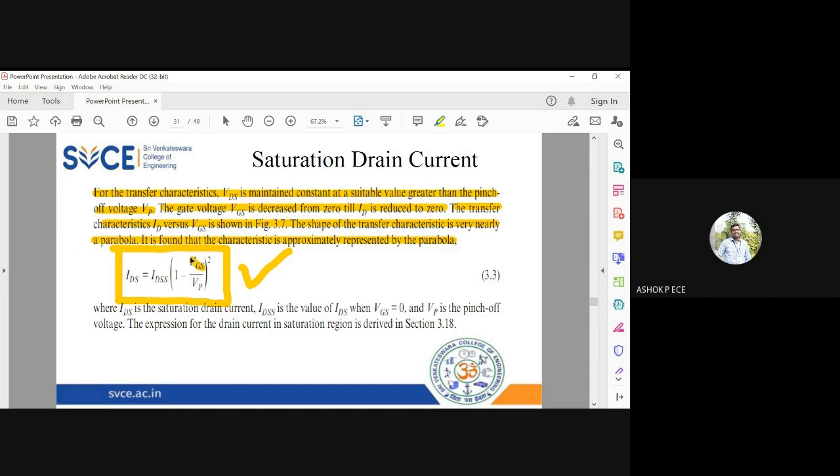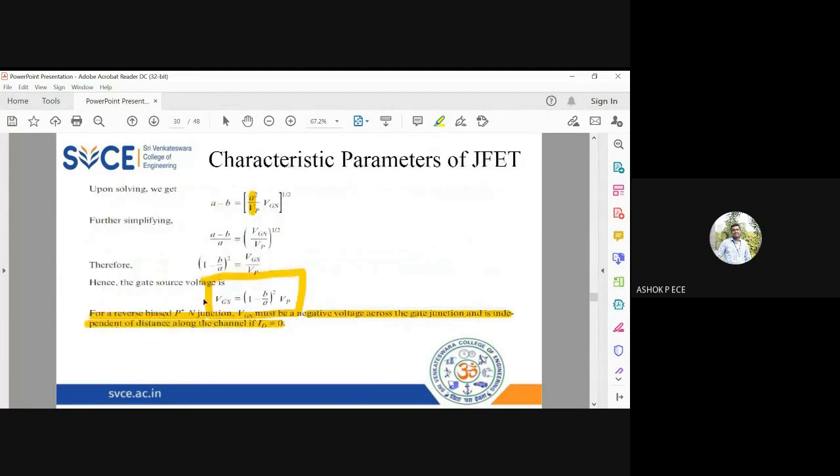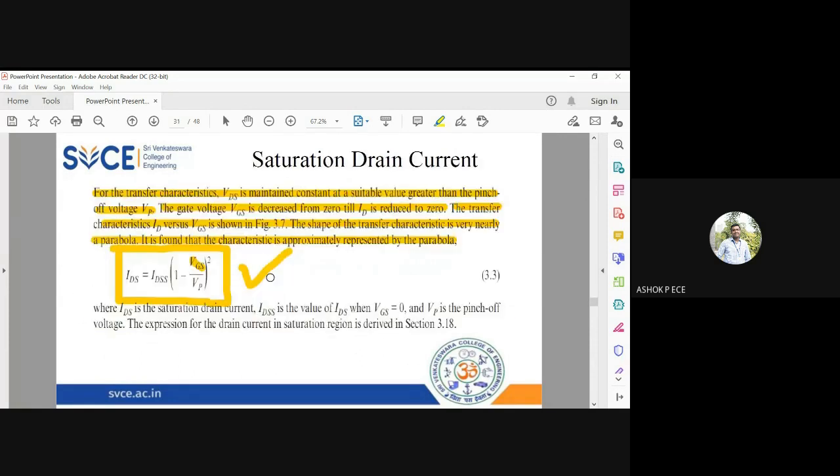IDSS is the saturation drain current, the value of drain current when VGS equal to 0. When you put VGS equal to 0, this entire term becomes 1, so you get IDS equal to IDSS. And VP is the pinch-off voltage. The pinch-off voltage expression we have got from this equation, and from this you can find VGS by VP and substitute it here, so that you will get the drain current in terms of the device parameters A and B.